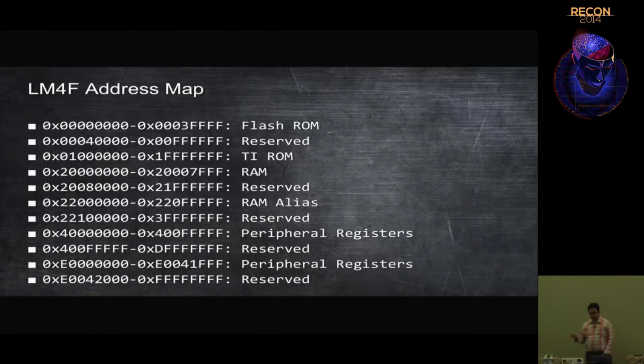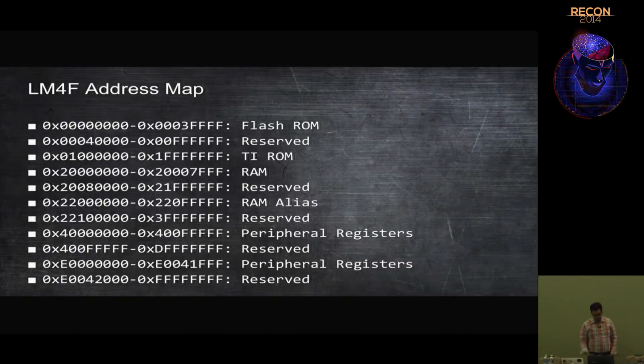So you've got a bunch of peripheral registers at 40 million. You've got a few more at E000, and that's pretty much it. So you've got a 32-bit address space, but really you've only got 8K of RAM, and you've really only got 256K flash ROM. The rest is pretty much just peripherals.